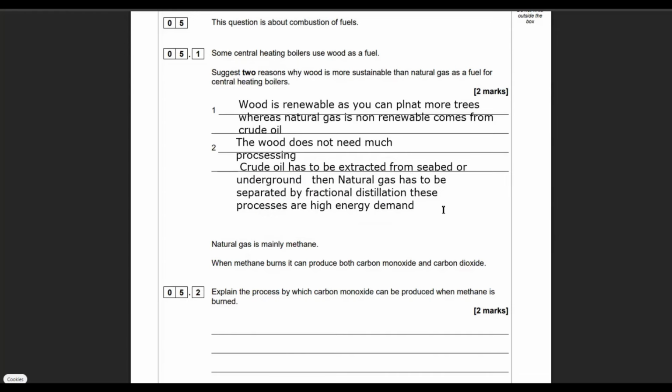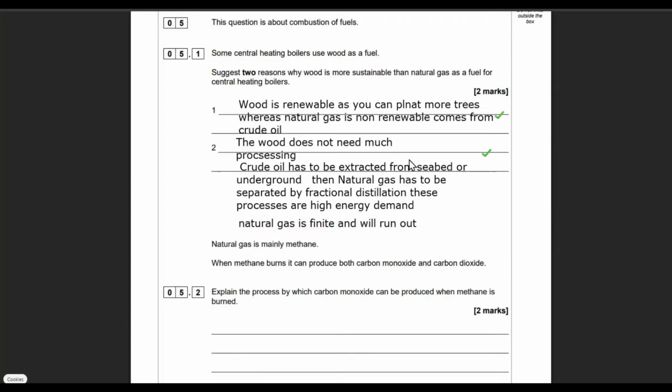Crude oil has to be extracted from the seabed or underground, and then it has to be separated by fractional distillation before you can even use that natural gas. You have to get it out of the oil. The other thing to remind ourselves is that natural gas is finite and will run out. Because it's non-renewable, it's going to run out. It's obviously harder to get hold of and extract, more difficult, and it's also going to run out.